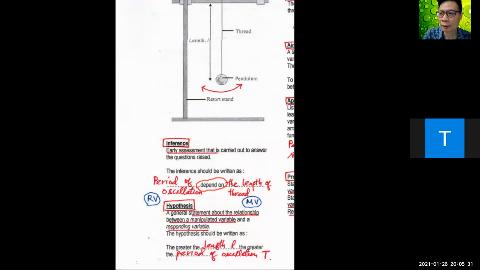Then inference is different now. For inference, I use the words depends on. What depends on what? Period of oscillation depends on the length. Then hypothesis 不一样了。For hypothesis you say the greater the length, the greater the period of oscillation. All right, so 两个了: inference and hypothesis.